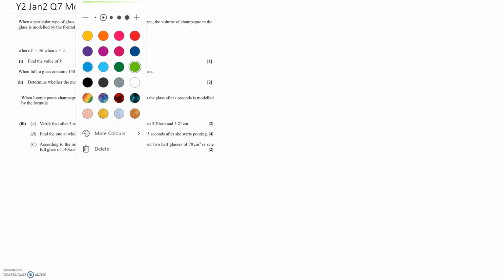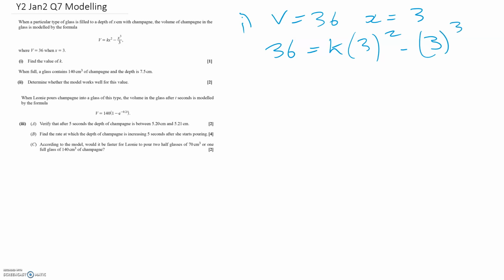In part 1 here, we've got b equals 36, we've got x equals 3, so 36 equals k times 3 squared minus 3 cubed divided by 3. So 36 equals 9k minus 9, and k is going to equal 5 if you solve that.